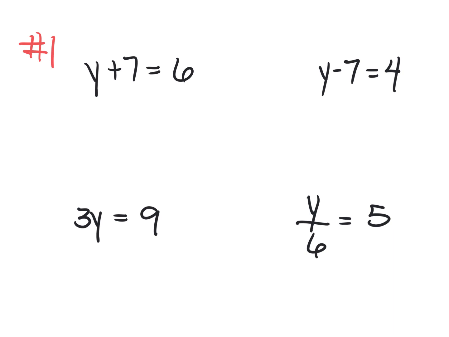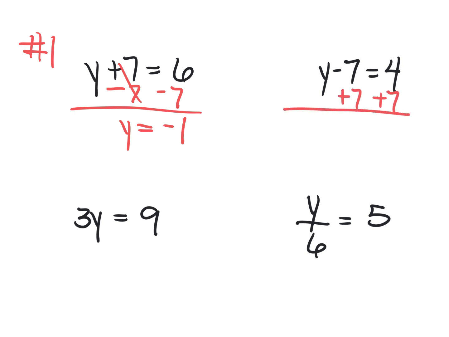So if we have an addition question here, y plus 7 equals 6. To get rid of a plus 7, we minus 7 from both sides. 6 minus 7 is negative 1. Y minus 7 over here, to get rid of a minus 7, we add 7 to both sides. Y equals 11. Here, 3y means 3 times y, so to get rid of times, we divide.